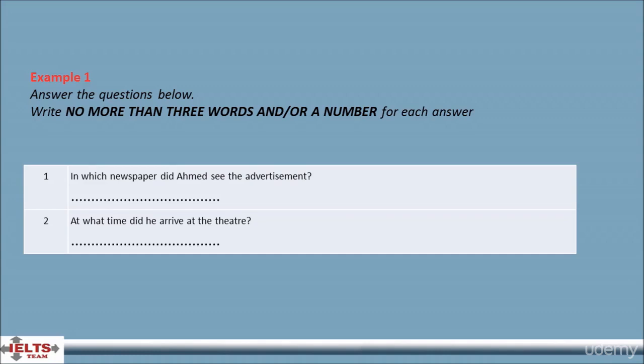Sometimes you are given a question which asks you to list 2 or 3 points. If you write more than the number of words asked for, you will lose the mark, even if your answer includes the correct word or words.